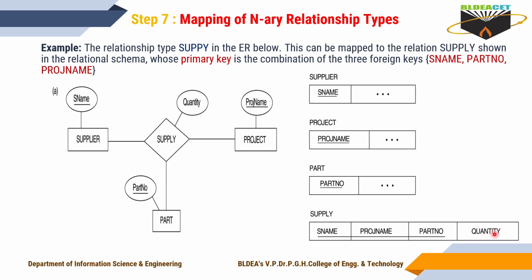Okay, and quantity you take as one additional attribute for this supply here, and the combination of these three you take as the primary key here. Individually they are foreign keys here. Each relation's primary key you take as a foreign key in the new relation. That is about mapping of n-ary relationship types here. Is it clear now? Okay, thank you.